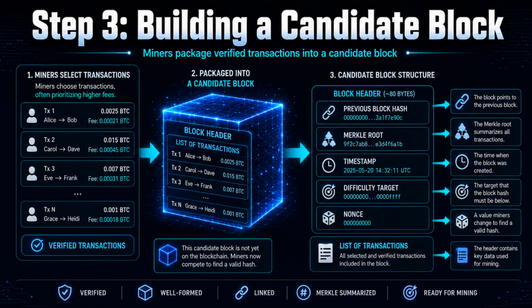The timestamp represents approximately when the block was created. The difficulty target defines how low the block hash must be. Finally, the nonce is a number miners repeatedly change while searching for a valid hash.